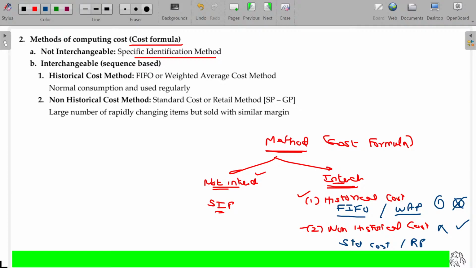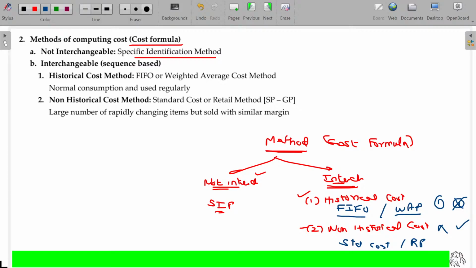The FIFO and weighted average method you might have studied at your foundation level itself, or you'll study pricing of material issue in your costing paper. No need to worry about that here. First in, first out method, weighted average pricing method, inventory calculations. Whether standard cost method or retail price method, that's your choice.